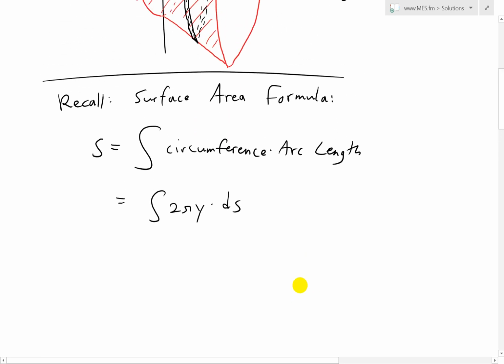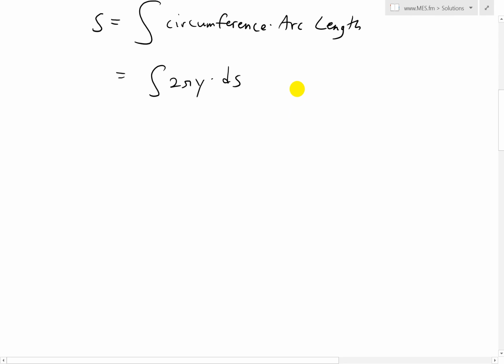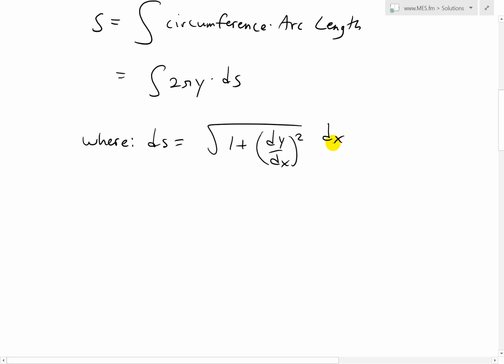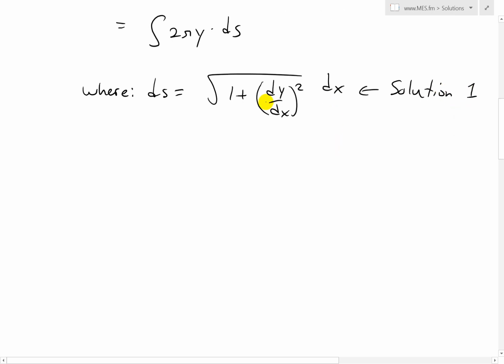As I explained in my earlier videos, the formula for this ds, or arc length, is equal to the square root of 1 plus (dy over dx) squared, times dx. In this case, we'll call this solution 1, and we'll use this one for this video. But like I showed before, if you rearrange this, you could also write ds as the square root of 1 plus (dx over dy) squared, times dy. It's the same thing, just written in terms of having a dy right here.